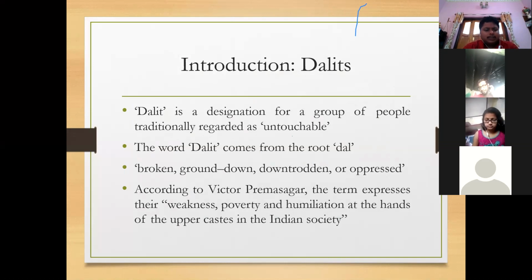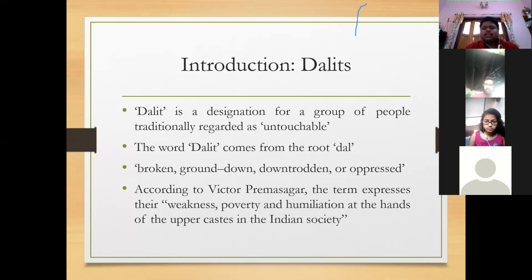Right? So this is a part of our caste system, and we know that in our caste system few people were regarded as untouchable because of their lower caste. So these people turned to the Dalit community. The word Dalit comes from the root dal, and the meaning of that term is broken, ground down, downtrodden, or even oppressed.